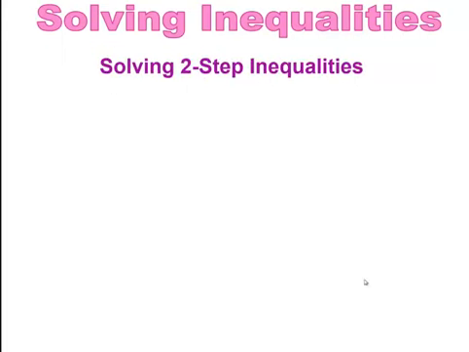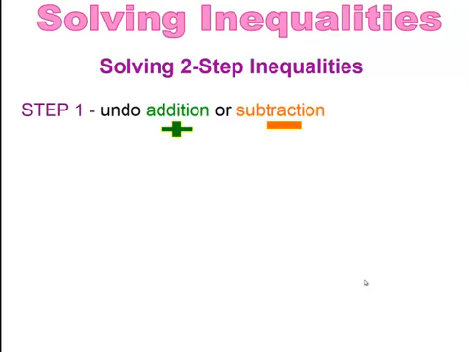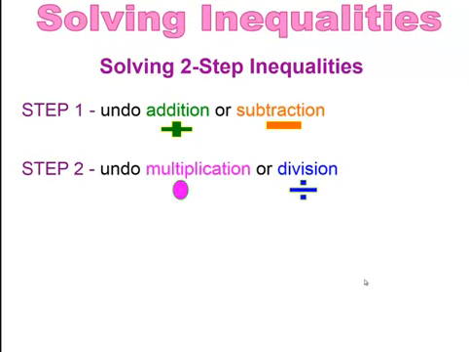So when we do two-step equations, I'm just reviewing, two-step inequalities work the same way. You want to first undo the addition or subtraction by doing the inverse operation, and then you'll deal with what's attached to the variable, whether it's multiplication or division.